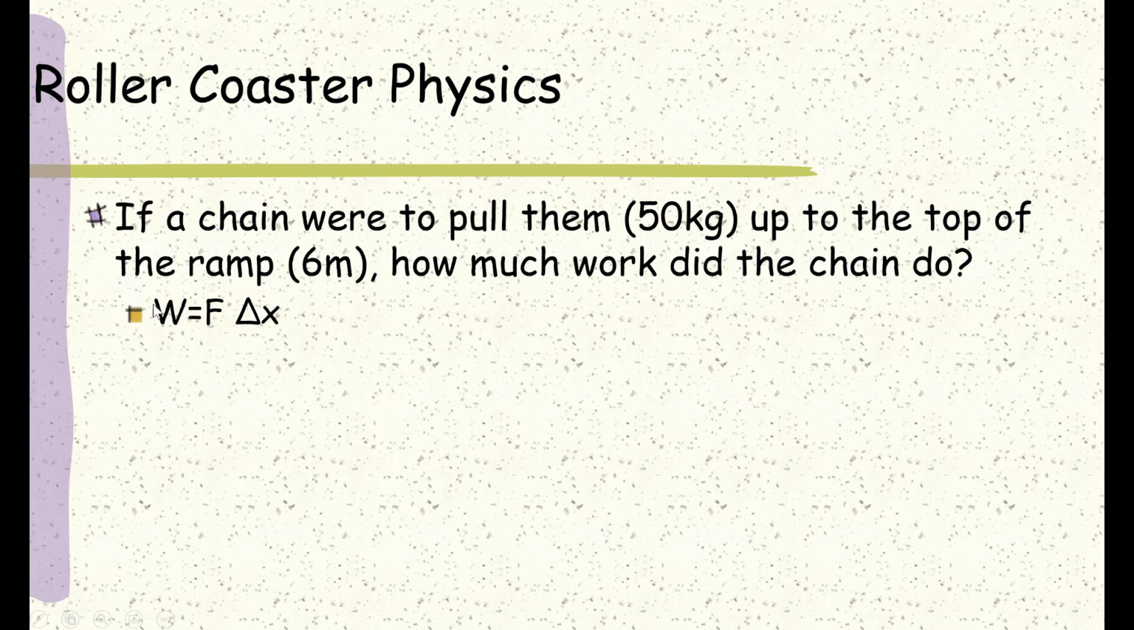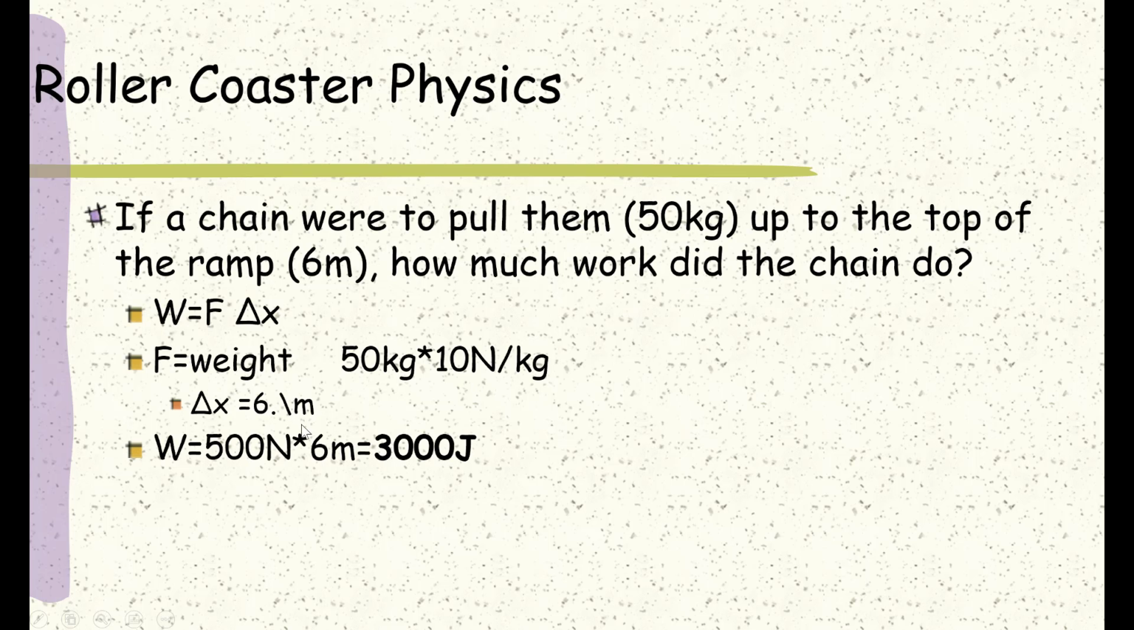Well, we know that work is force times displacement. That chain had to apply a force equal to the weight of that person, which is 500 newtons. And the displacement is 6 meters. So we have a total amount of work done of 3,000 joules. So when that chain did work on that person, it actually gave it the same amount of energy as it had potential energy at the top of that hill, if you notice that. Also, that amount of kinetic energy that it had at the bottom.